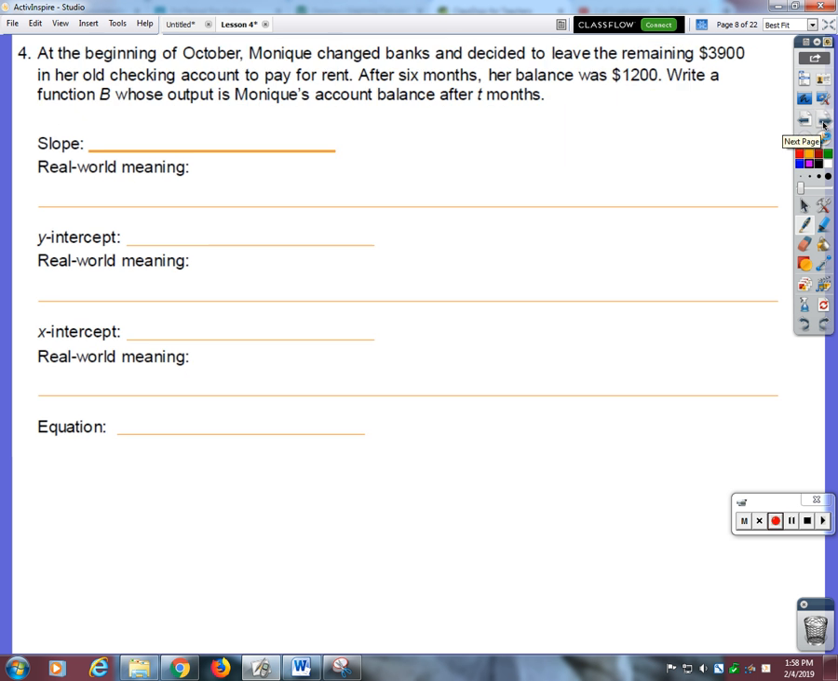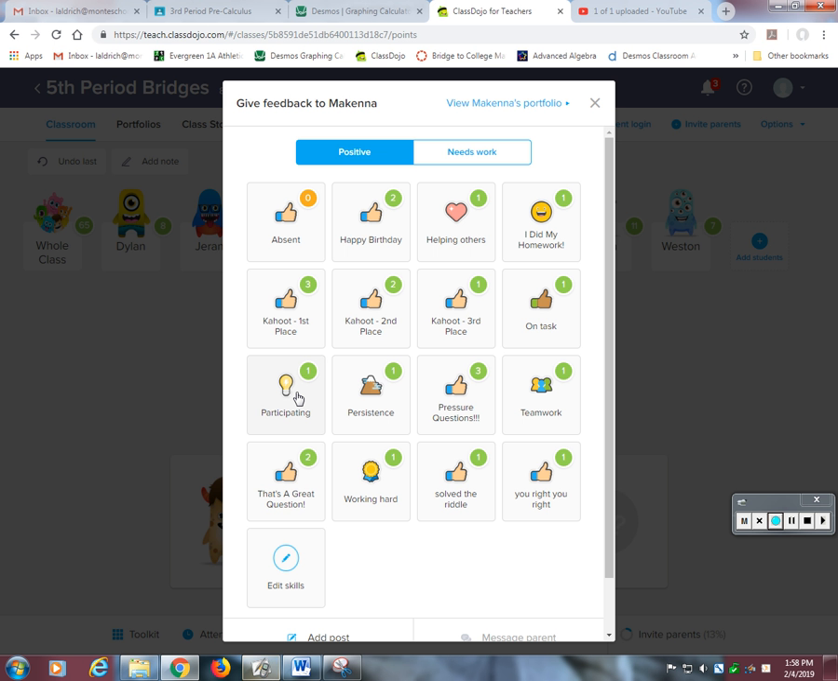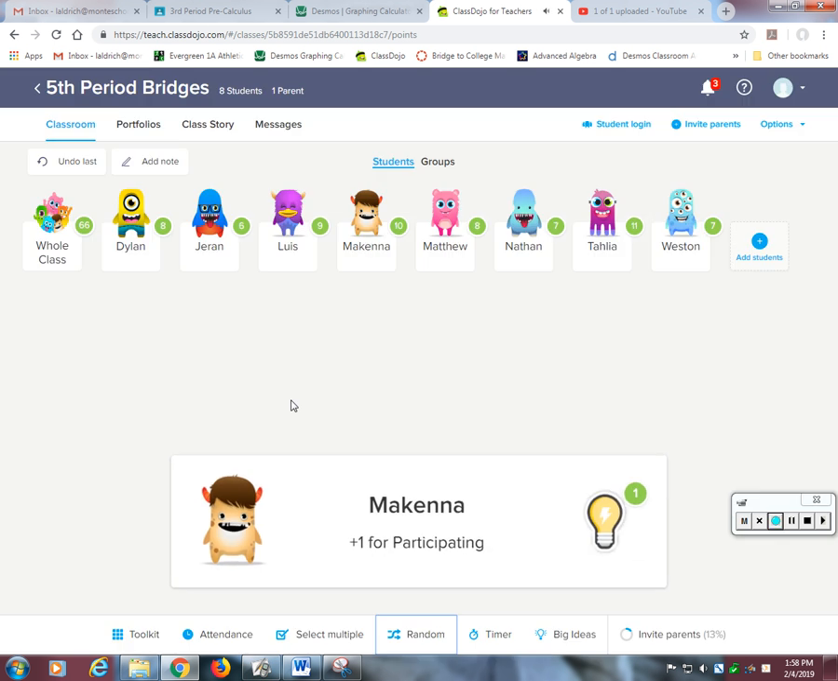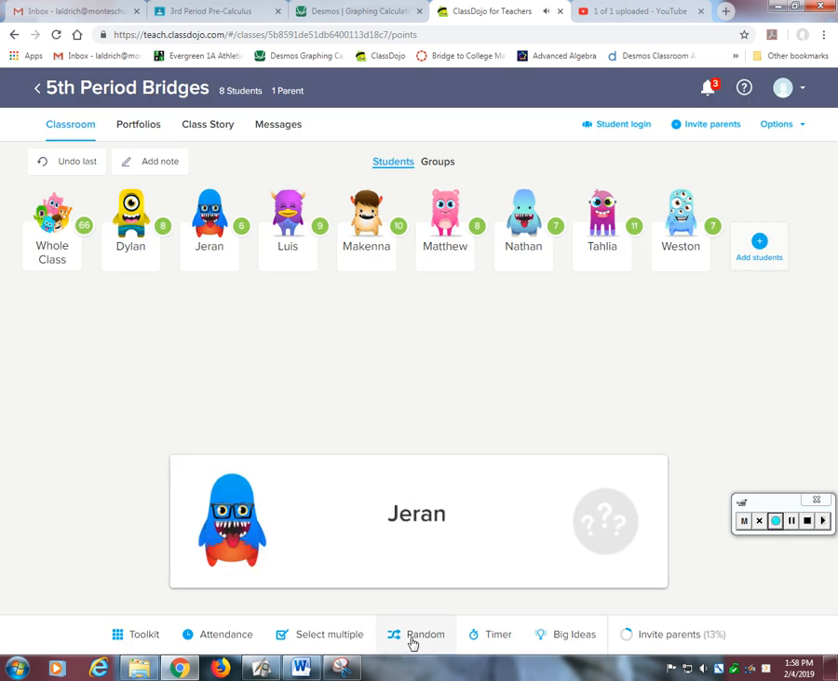All right, next one. At the beginning of October, Monique changed banks and decided to leave the remaining $3,900 in her old checking account to pay for rent. After 6 months, her balance was down to $1,200. Write a function B whose output is Monique's account balance after T months. So once again, we're dealing with money, money, money, money.